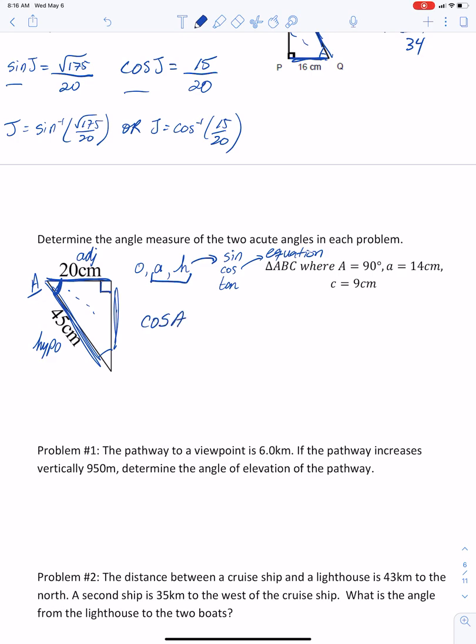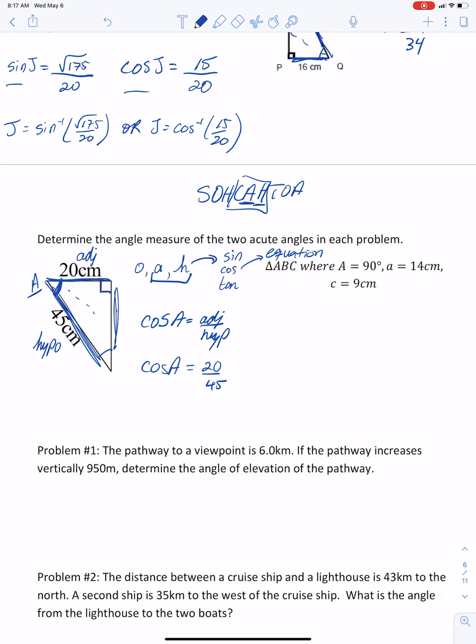So cosine of angle A is adjacent over hypotenuse. And one trick to remember this is the mnemonic SOHCAHTOA. Cosine is adjacent over hypotenuse. So this is what I'm working with here. The cosine of angle A is 20 over 45.